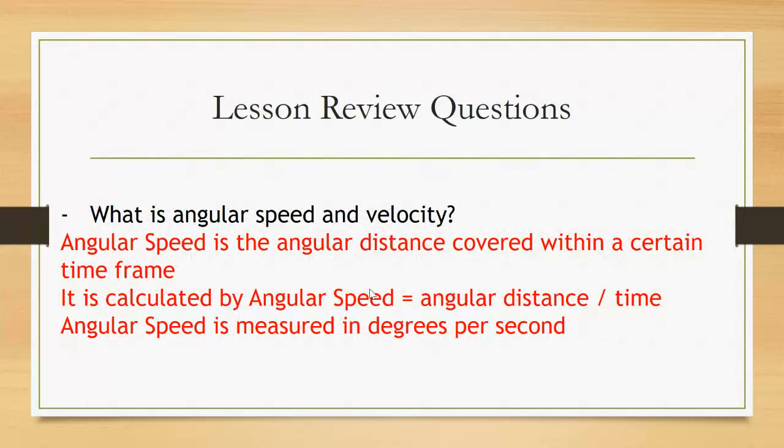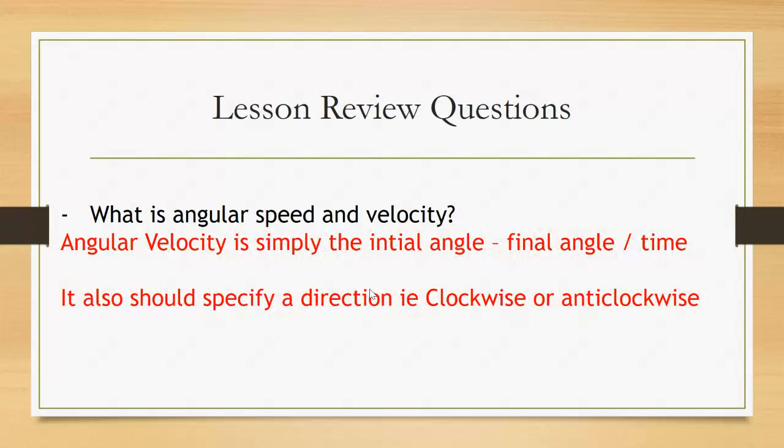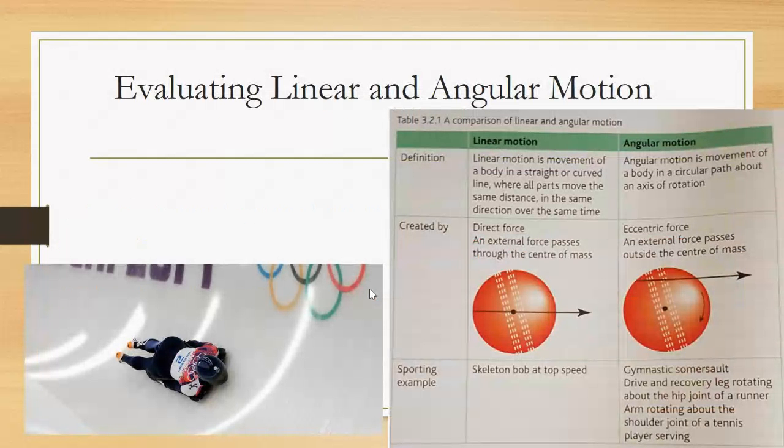Angular speed is the angular distance covered within a certain time frame, and it's calculated by angular speed equals angular distance divided by time taken, and it is measured in degrees per second. Angular velocity is simply the initial angle minus the final angle divided by the time taken. So that should be specific about the direction, for example, 180 degrees clockwise. Now you can pause this, have a look at this and compare the two.